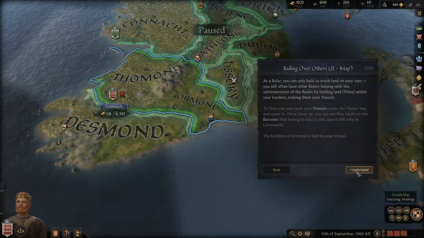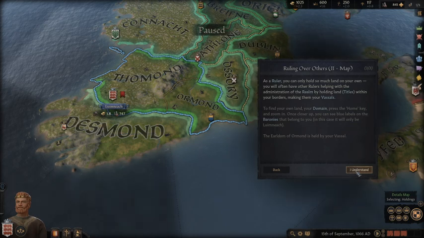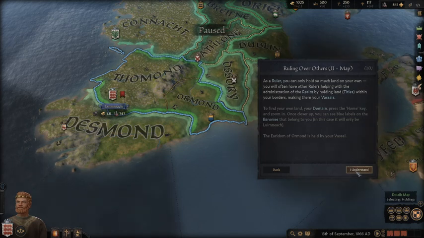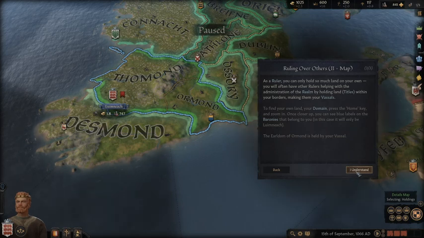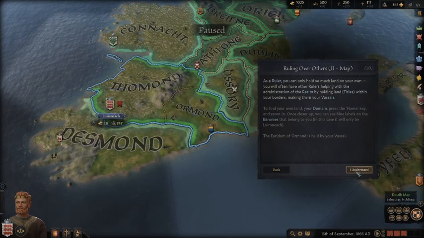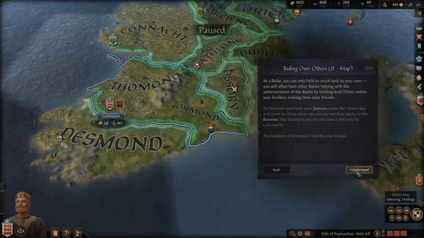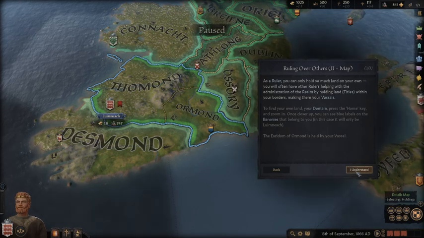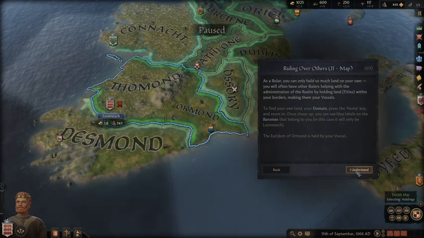As a ruler, you can only hold so much land on your own, and you will often have other rulers helping with the administration of the realm by holding land titles within your borders, making them your vassals. To find your land and your domain, press the home key and zoom in. Once closer up, you can see blue labels on the baronies that belong to you. In this case, it will only be Luminic. The Earldom of Ormond is held by your vassal.